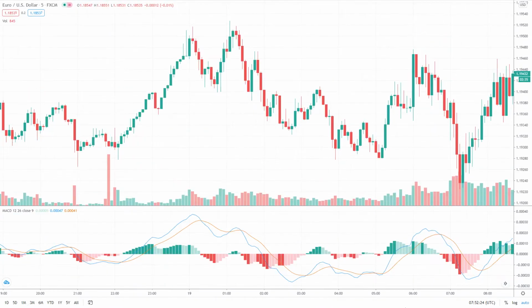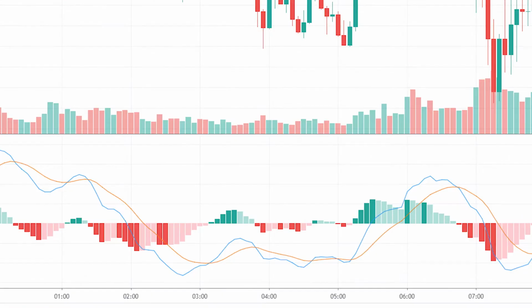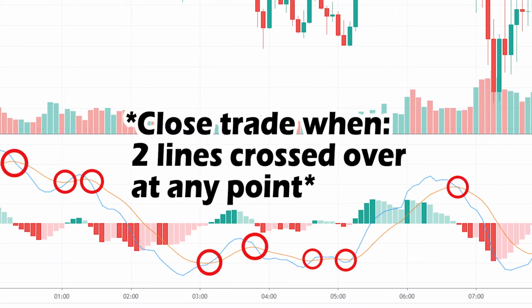For my exit strategy, since we are solely testing the MACD indicator, that means I will also use the MACD indicator as my exit strategy. My exit strategy would be the same for those two methods. Every time the MACD line and the signal line cross over, I exit my trade. It doesn't matter if it's above or below the baseline. If it crosses over at any point, I close the trade.